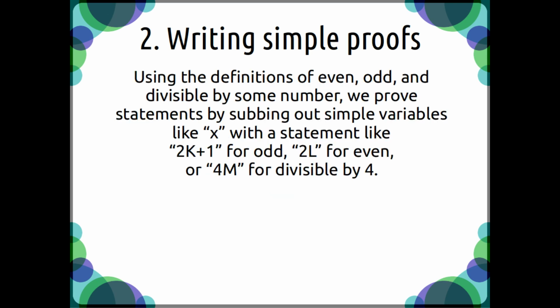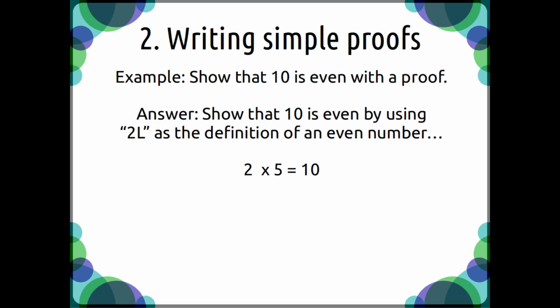So to restate that, using the definitions of even, odd, and divisible by some number, we prove statements by subbing out simple variables like x with statements like 2k plus 1 for odd, 2l for even, or 4m for divisible by 4. So for example, if we need to show that 10 is even by writing it as a proof, we need to show that 10 is equal to 2 times some number. So if we just factor it down, 2 times 5 is equal to 10, so we can indeed show that it is even.